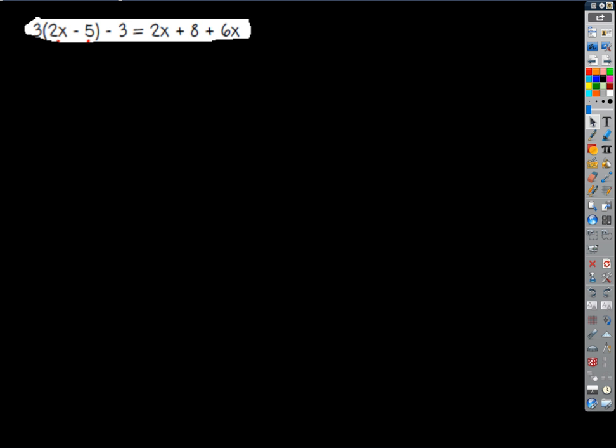I want to talk about what it means when they ask us to solve an equation like this. Let's just start at the beginning. What does it mean to solve an equation? If I'm going to solve this, what's my answer going to look like? I don't care what it specifically is, but what's it going to look like? I'm solving for x, so I'm going to get an answer like x equals a number, right?